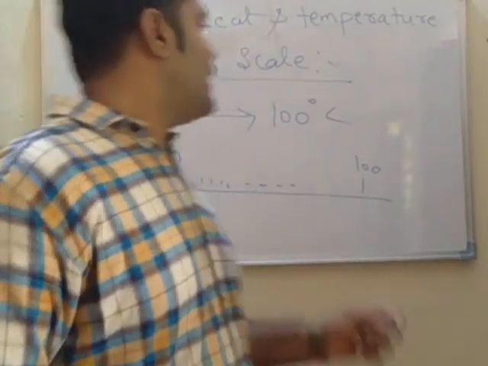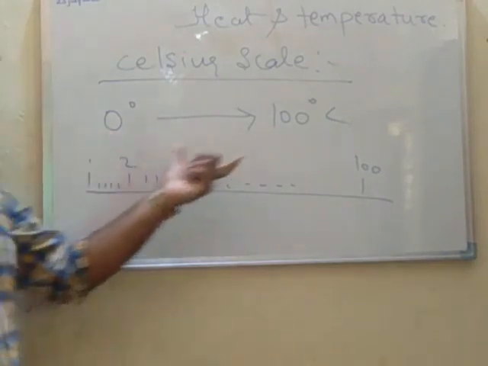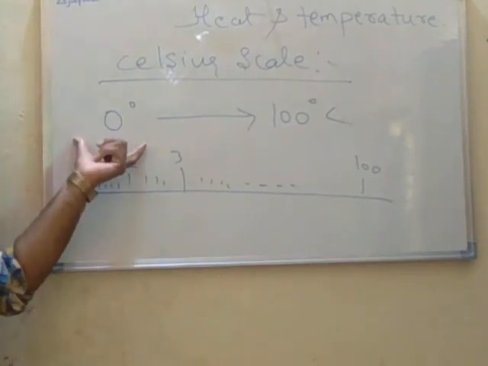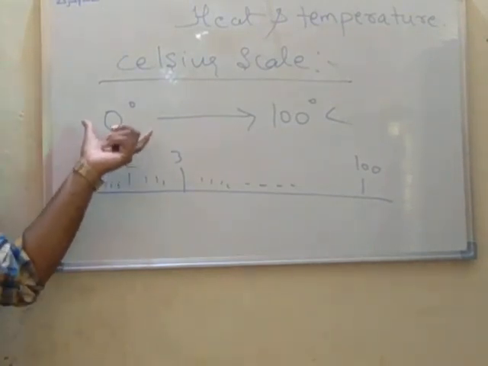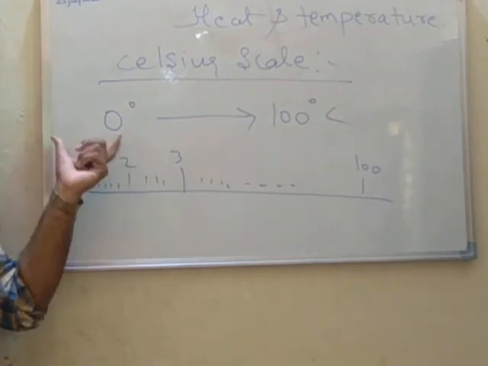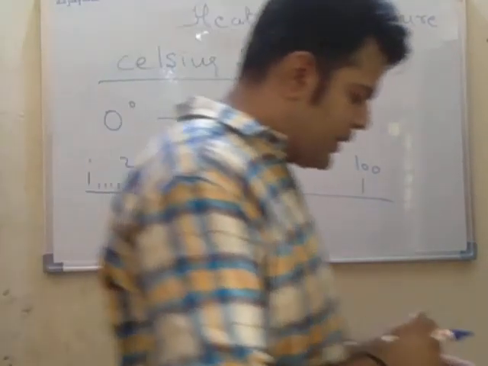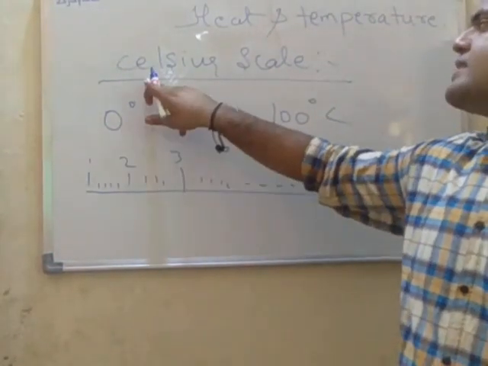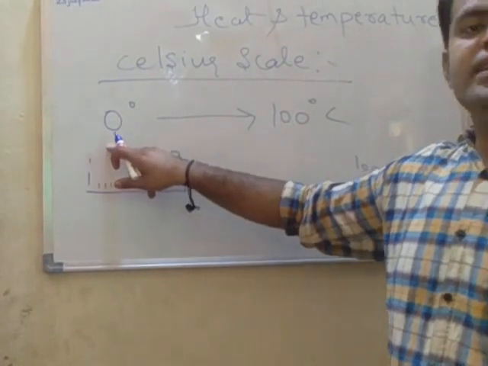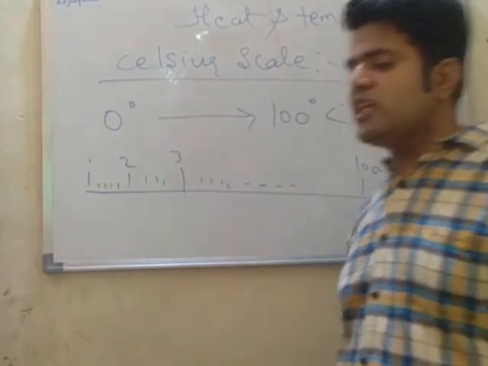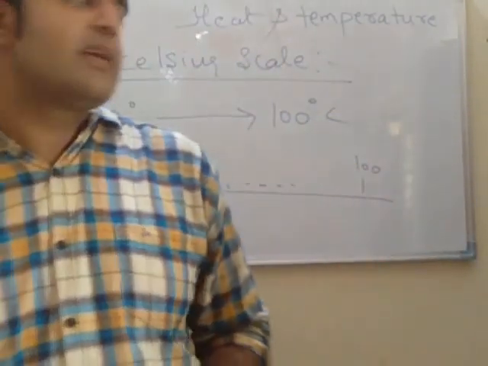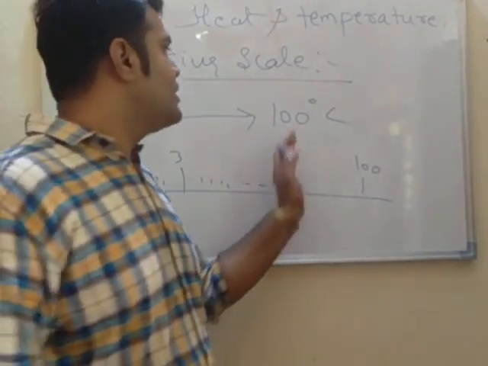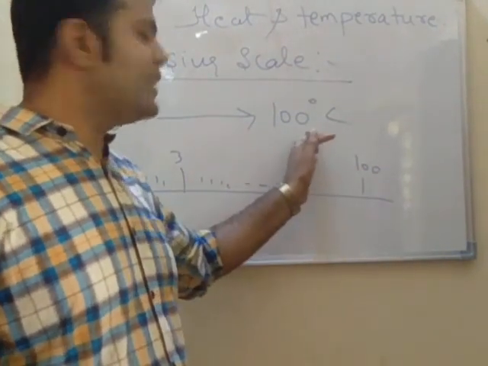The Celsius thermometer has a starting point of 0 and an ending point of 100. It shows that water freezes, becoming ice, at 0 degrees Celsius. The lowest temperature in the Celsius scale is 0 degree Celsius. And what is the highest temperature in the Celsius scale? The highest temperature is 100 degrees Celsius.